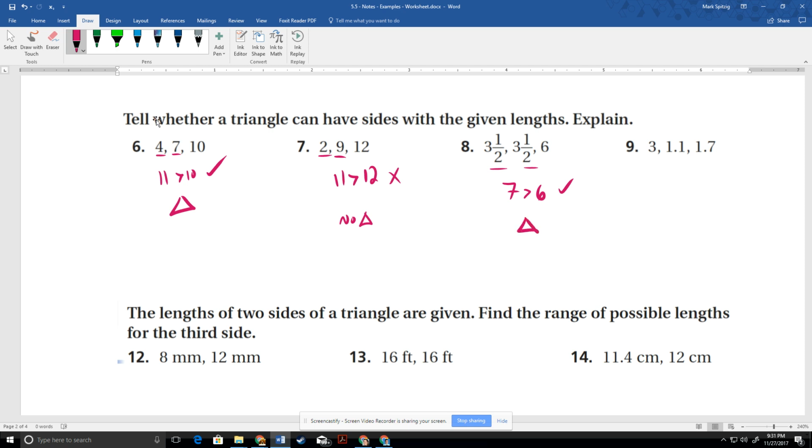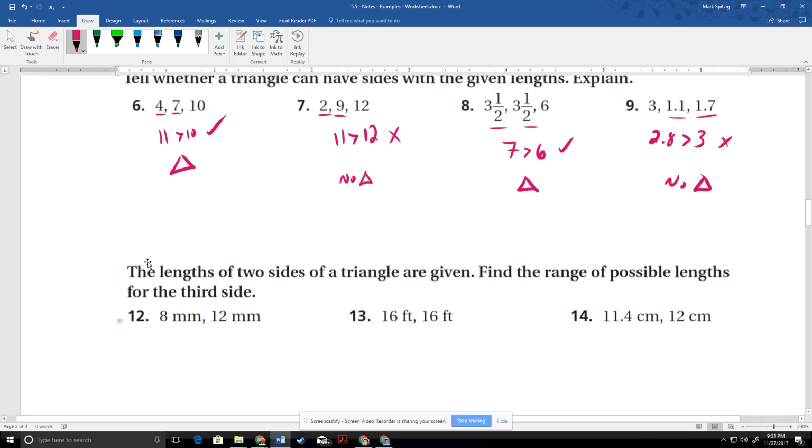All right. Now in this case they don't put them in order, right? So we have to make sure that that's okay. So 1.1 and 1.7 are smaller. We add them up and we get 2.8. Is 2.8 larger than 3? No, it is not. So we got no triangle. We couldn't make a triangle out of those lengths.